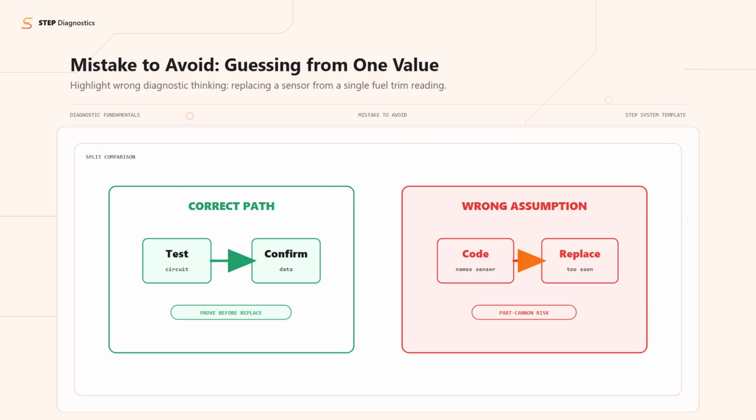A common pitfall is jumping straight from a fuel trim number to a new O2 sensor or MAF. This guesswork leads to wasted time and expense, as the real issue could be wiring, vacuum leaks, exhaust leaks, ground problems, or even software. Always prove with related tests before making any purchase.